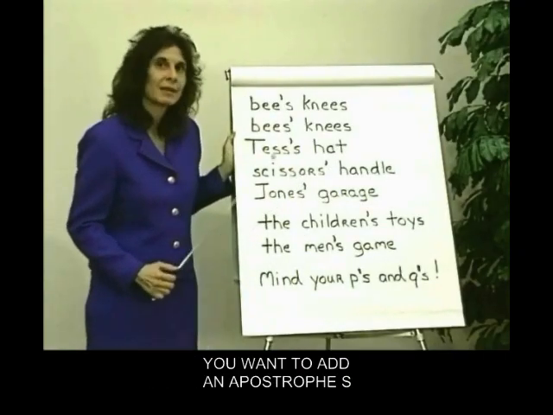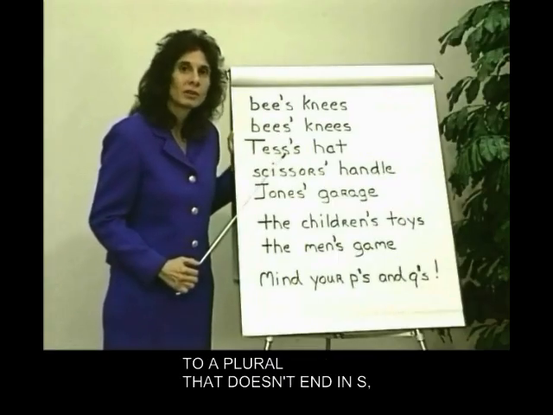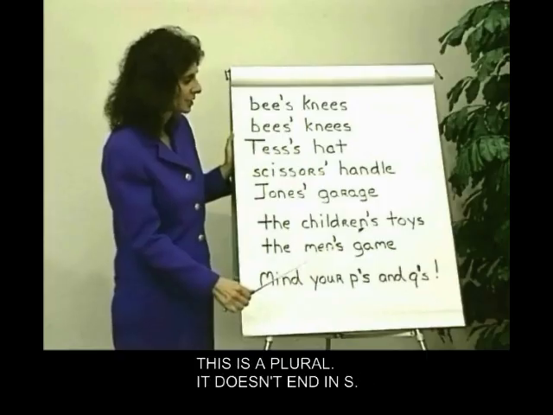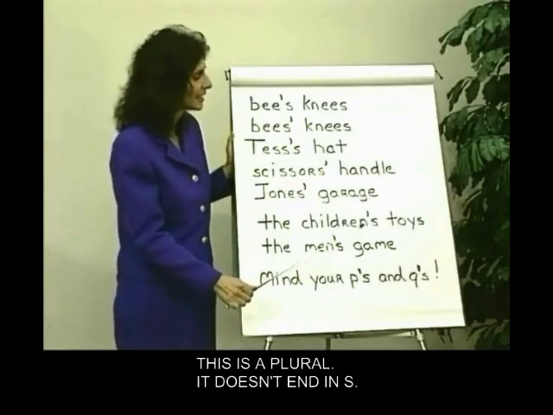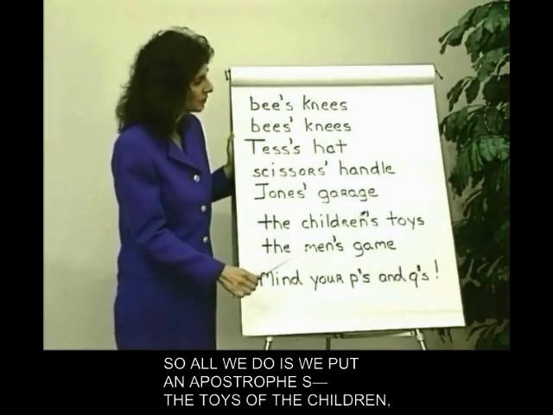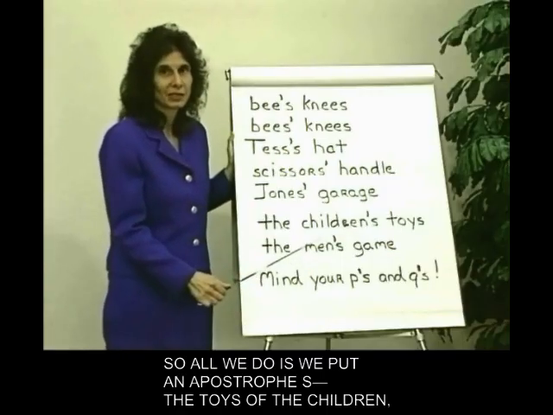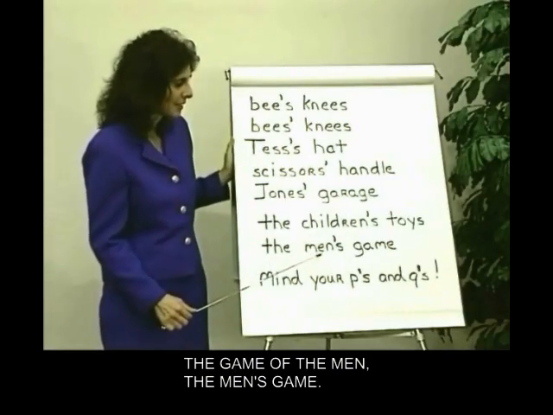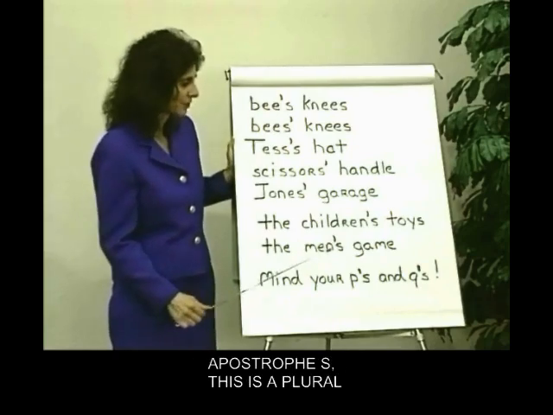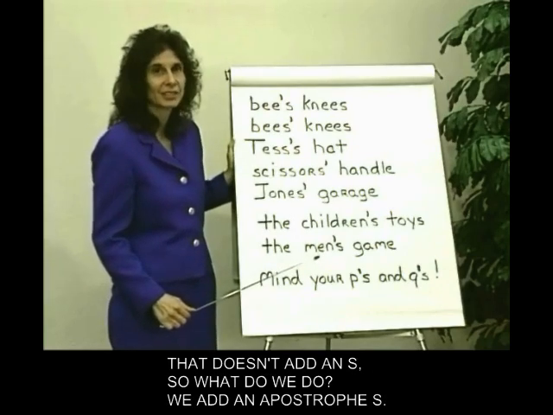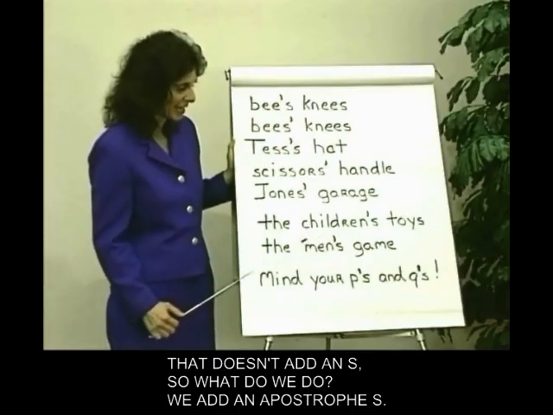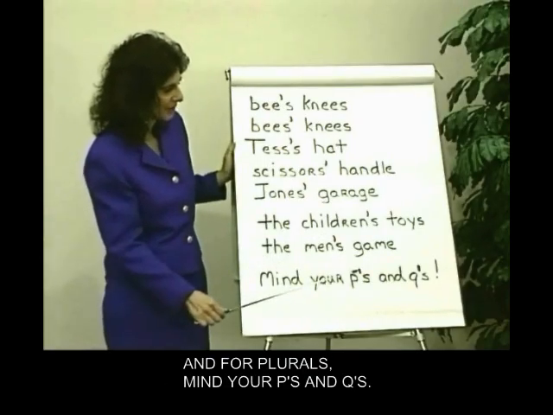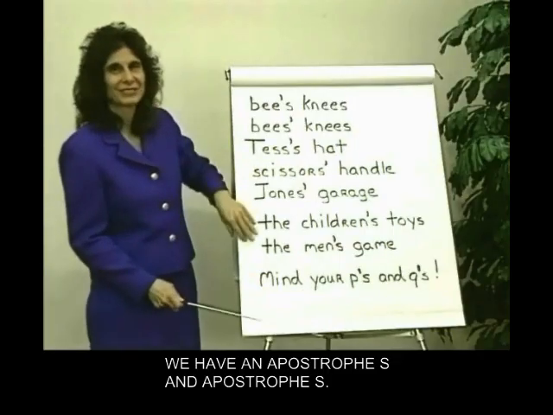You want to add an apostrophe S to a plural that doesn't end in S. For instance, the children's toys. This is a plural, it doesn't add an S. It doesn't end in S. So all we do is put an apostrophe S. The toys of the children, the children's toys. The game of the men, the men's game. This is a plural that doesn't add an S, so we add an apostrophe S. And for plurals, mind your P's and Q's.